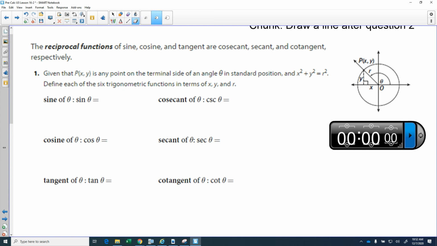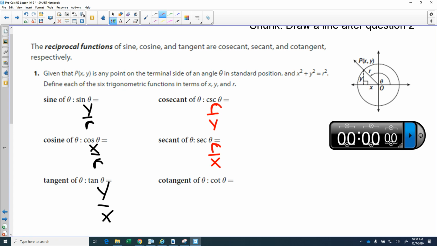The three that we talked about in the other lesson are sine, cosine, and tangent. Sine is the opposite over the radius, so you have y over r. Cosine is going to be your x over r, and your tangent is going to be y over x. Each of these values has a reciprocal. The reciprocal of sine is cosecant, which is just the radius over y. The reciprocal of cosine is secant, which is the radius over x. And the reciprocal of tangent is cotangent, which is x over y.